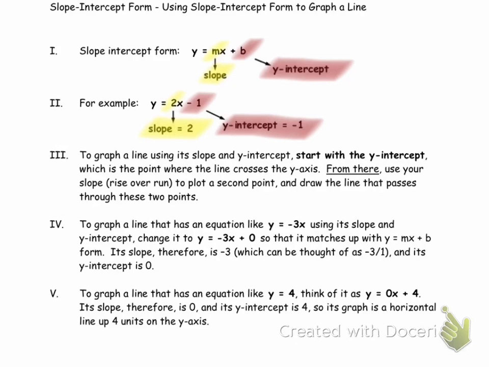So first, and I'll try and keep color coordinating, start with the y-intercept, which is where the point crosses the y-axis. Then, plot that point. Use slope, rise over run. Alright? So here, the rest of the information I'll let you guys read, and we'll go over some problems like this, okay?